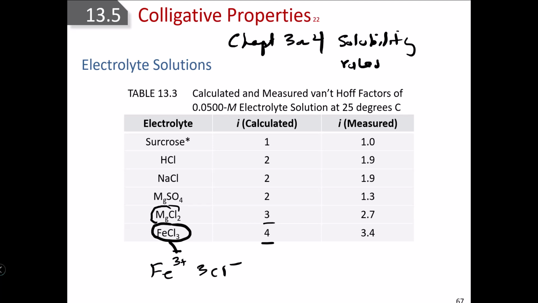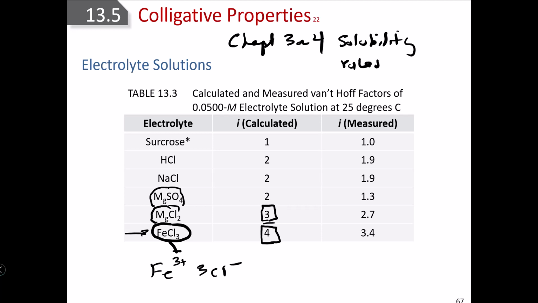Okay. And you can see the Van't Hoff factor would be 4 divided for every one of these units. So it'd be 4 divided by 1, you get 4. That's what's calculated. And that's what I want you to focus on. This is what I want you to focus on, is the actual calculation.